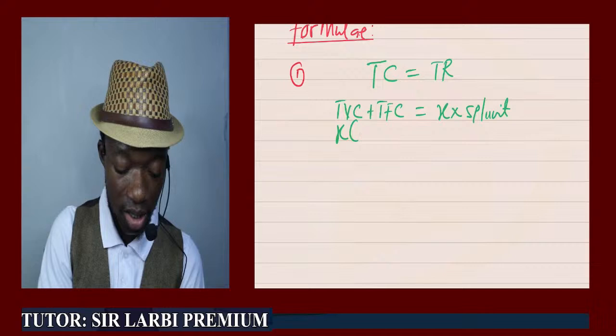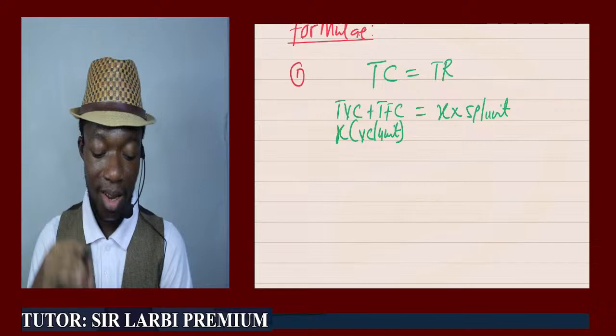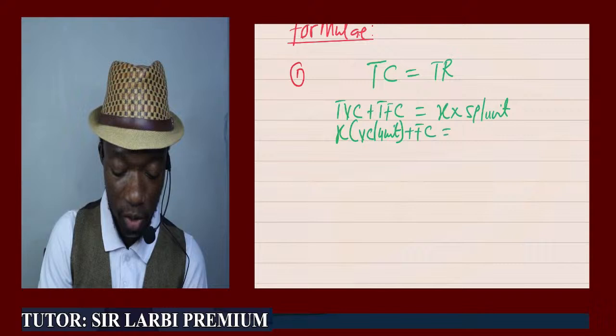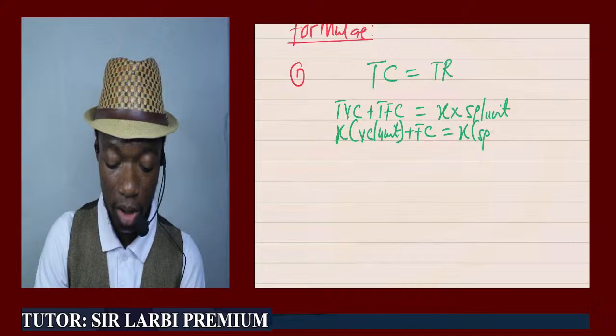So that means that with the total variable cost, you can also expand this as X multiplying, I've used X to represent our output, multiplying with the variable cost per unit plus the fixed cost. And that should be equal to our X of what? Selling price per unit.